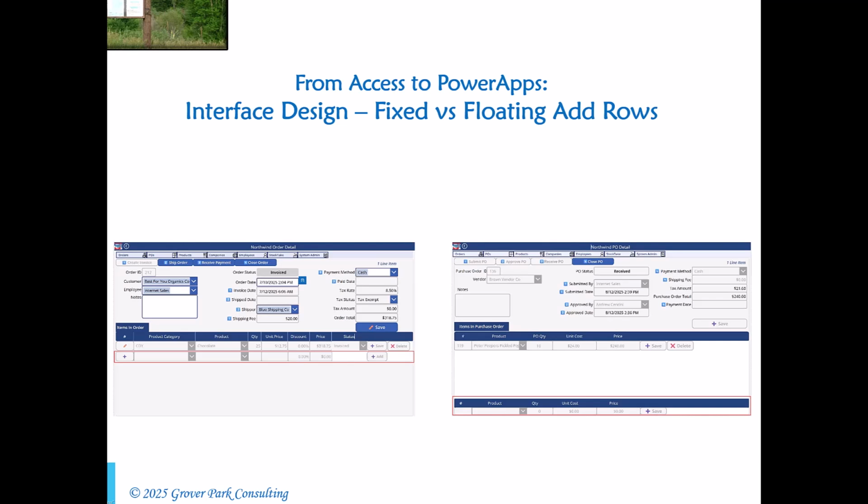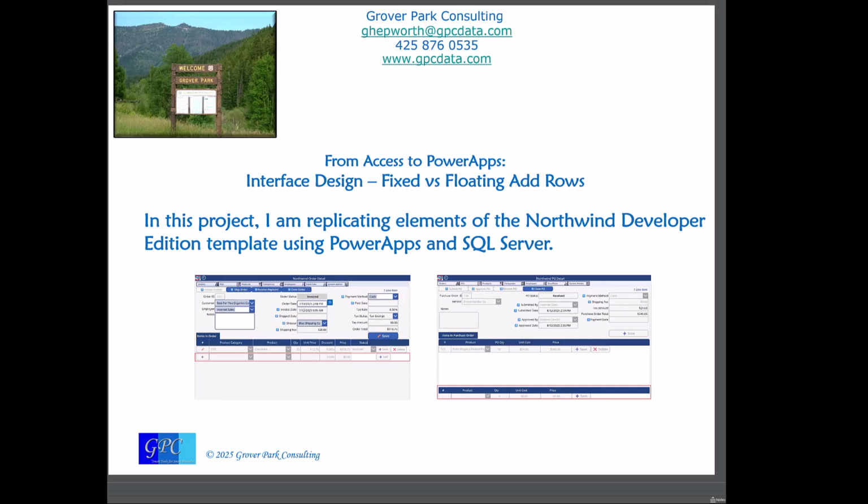Unlike Access, PowerApps doesn't provide this functionality automatically. Each requires a deliberate design decision. And this is where I'd like your input. Which approach do you prefer? Do you like the fixed add row that's always anchored at the bottom? Or do you prefer the floating add row directly under your most recent entry, like Access datasheets, until you reach the bottom of the screen?